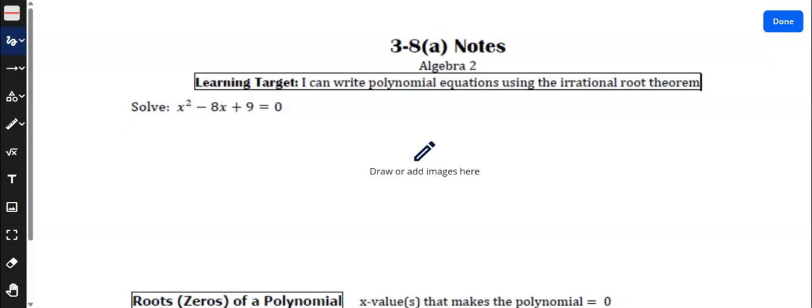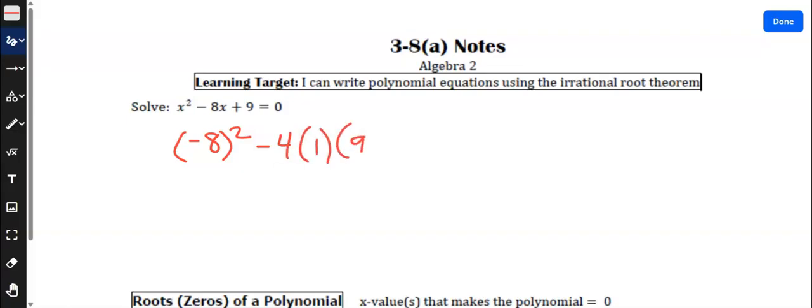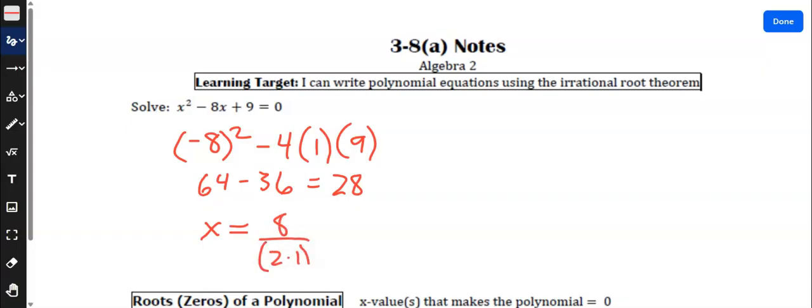So my backup plan, quadratic formula, right? B squared minus 4 times the A value times the C value. Right? 64 take away 36. What is 64 take away 36? Well, 64 take away 30 would be 34. And then if I take away 6 more, that'd be 28. Okay, so we got it. It's 28. So we know that the rest of the quadratic formula would be the opposite of B over 2 times A plus or minus square root of 28.